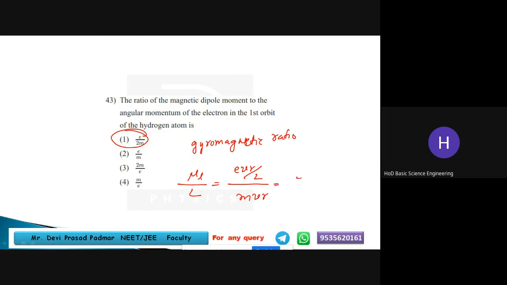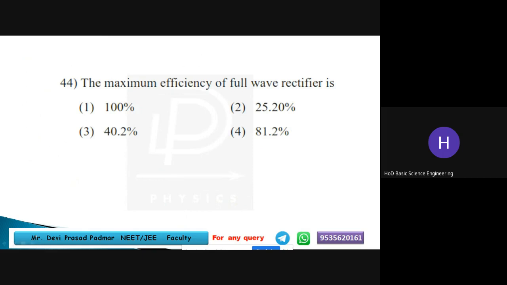So if you simplify this, E divided by 2m, you will get the ratio of magnetic dipole moment to angular momentum. It's very important. It's given inside the textbook also. Just go through that. And this one, maximum efficiency for full wave rectifier, that is 81.2.